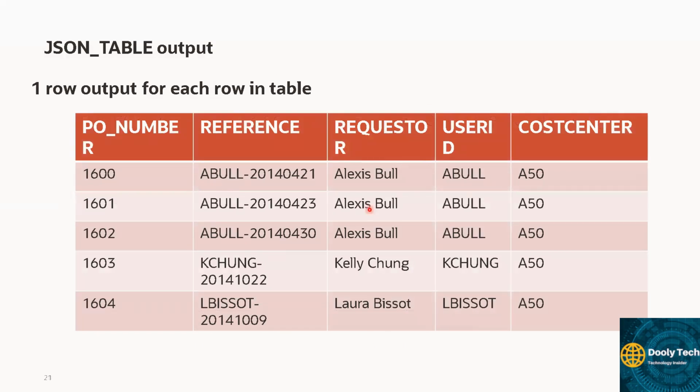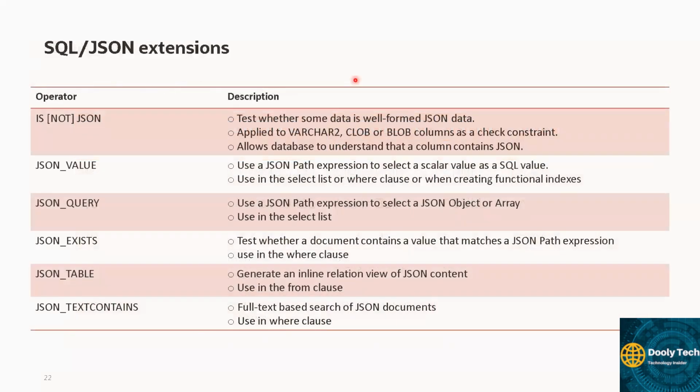Here we're just illustrating that one row of output is produced for each row in the relational table that contains JSON data. So in effect, we're converting JSON data into relational data. There's also the capability to do the reverse, where we can use JSON object and JSON array. We also mentioned that in the demo.